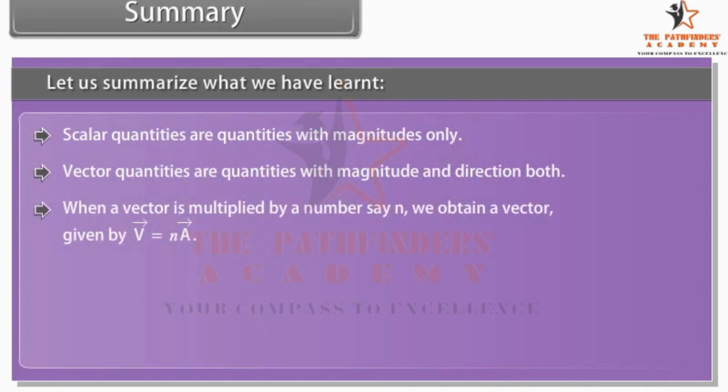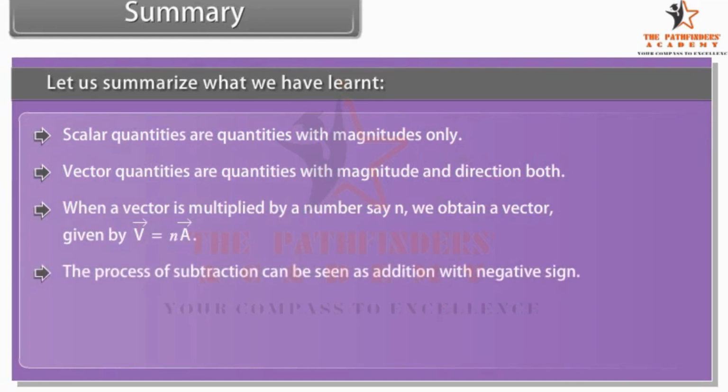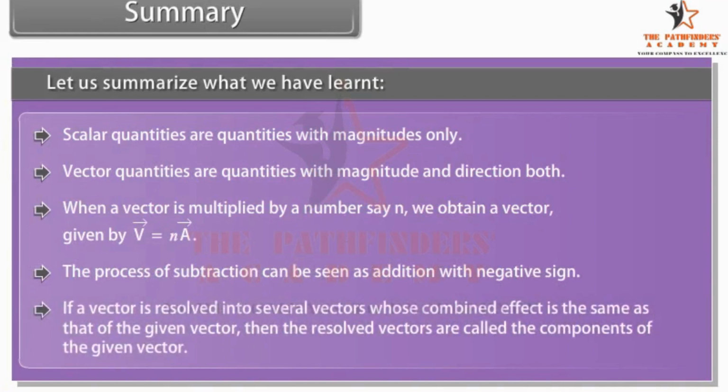When a vector A is multiplied by a number say n, we obtain a vector v given by v vector equals n times A vector. The process of subtraction can be seen as addition with negative sign. If a vector is resolved into several vectors whose combined effect is the same as that of the given vector, then the resolved vectors are called the components of the given vector.